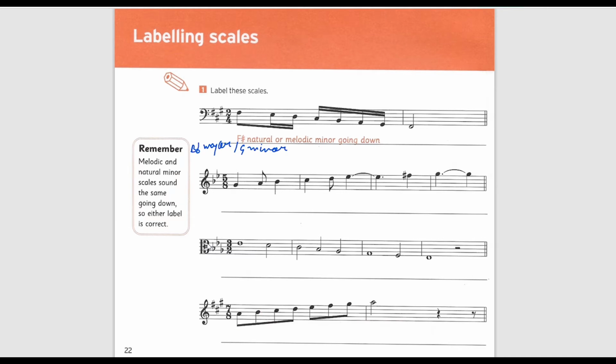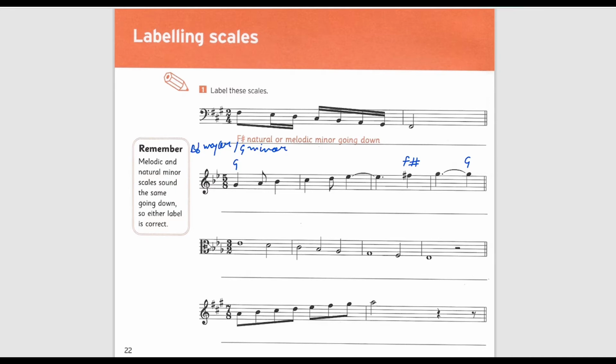You can see it starts on a G note, and it finishes also on G. So this is one clue that it could be G minor. Now the second clue: let's see if there's any accidental. You can see there's an accidental here. This is F, and this is F sharp. So that confirms that this is G minor.